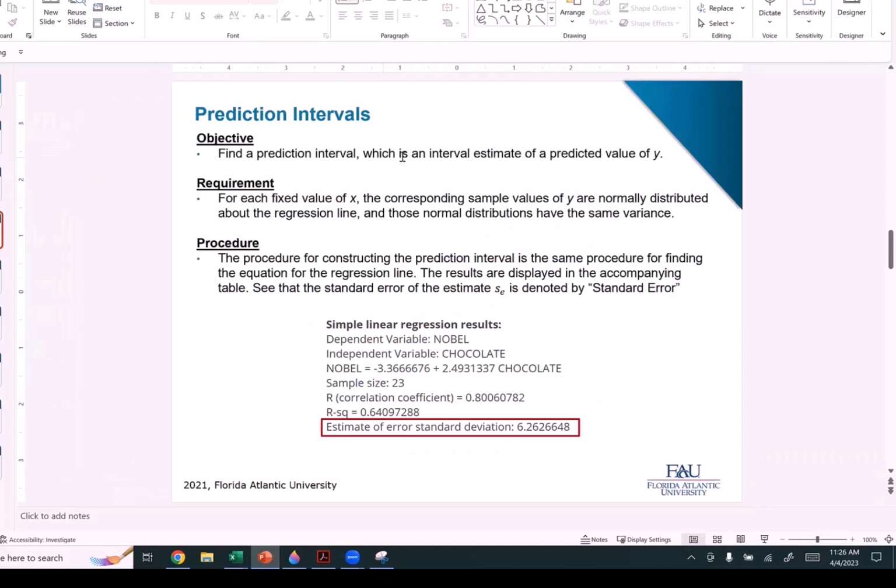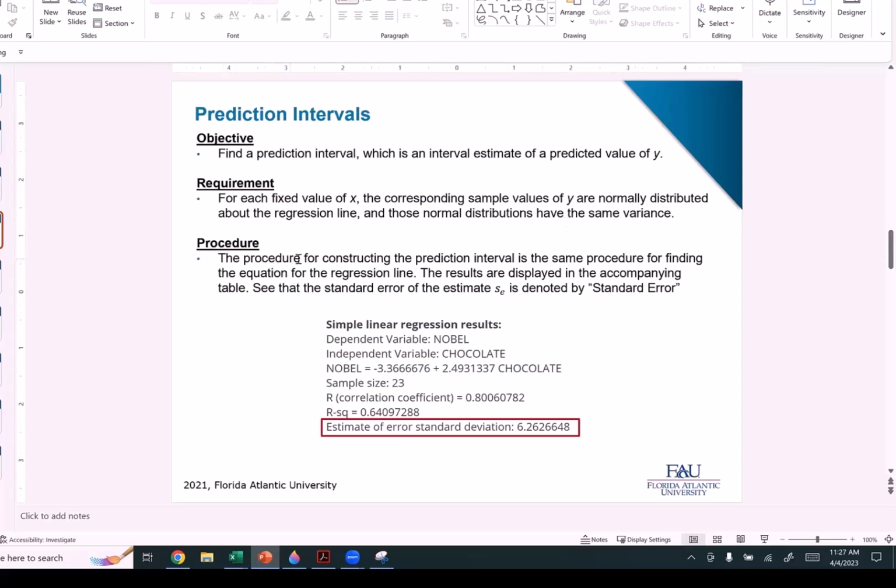Prediction intervals. The objective is to find a prediction interval, which is an interval estimate of a predicted value of y. Requirement. For each fixed value of x, the corresponding sample values of y are normally distributed about the regression line, and those normal distributions have the same variance.